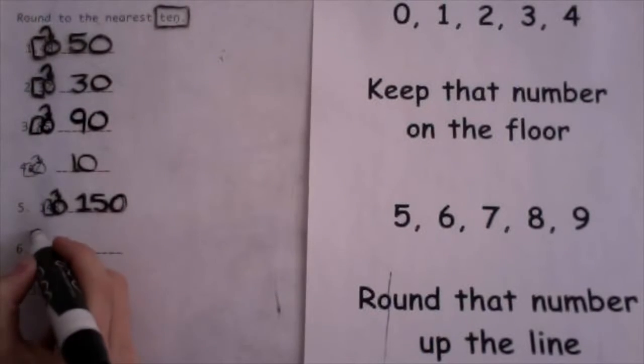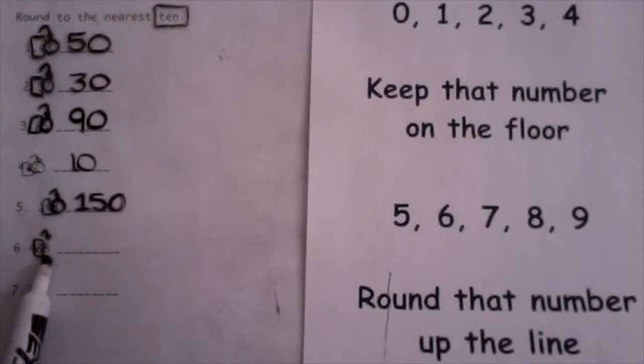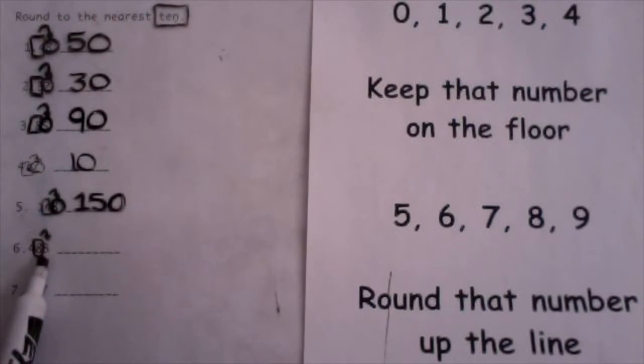Now, look next door. We have a number 3. 0, 1, 2, 3, 4, keep that number on the floor. 5, 6, 7, 8, 9, round that number up the line. If I have a number 3, are we going to keep that number on the floor or are we going to round up the number line? Yeah, we're going to keep this number at the floor. So this tens place is not going to change.